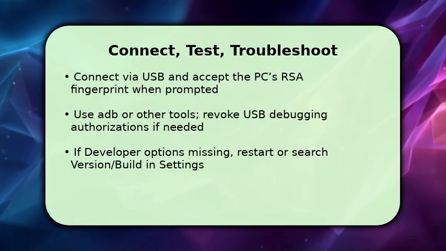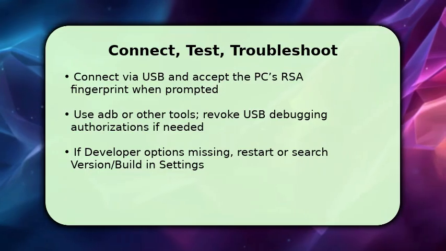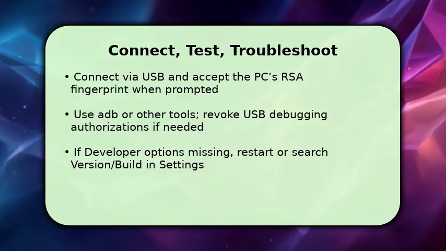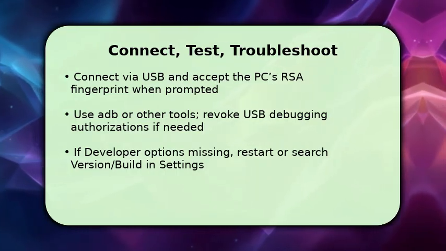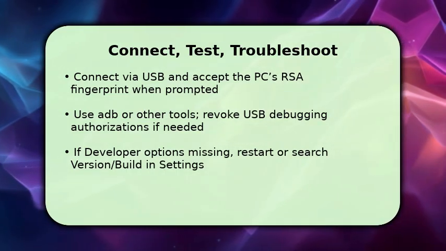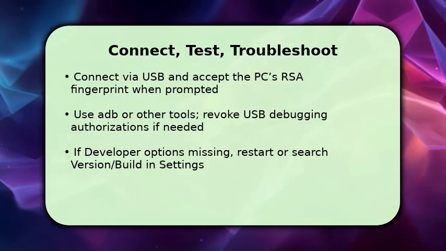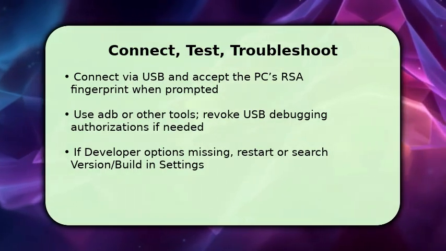Final steps. Plug your Oppo into your development PC and accept the RSA key prompt to authorize this host. Once authorized, you can use ADB, Logcat, and other tools. If you need to reset access, revoke USB debugging authorizations from Developer Options and reconnect.